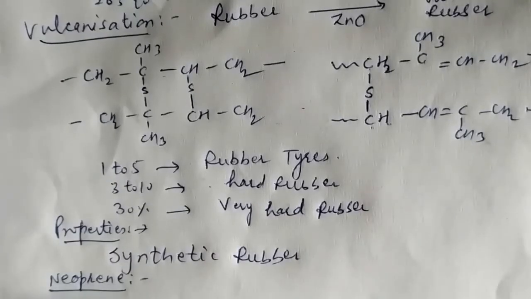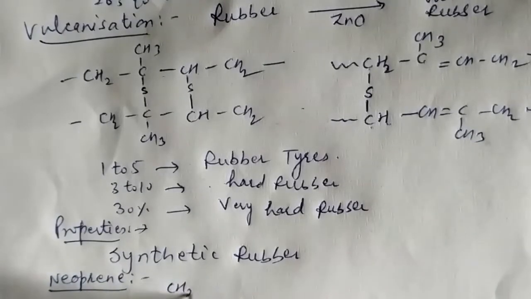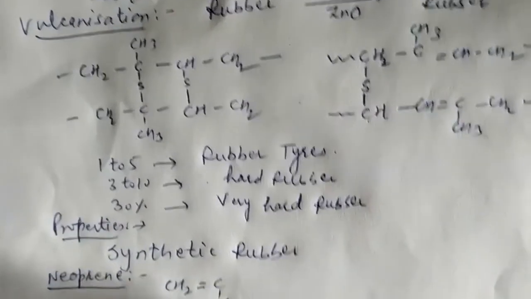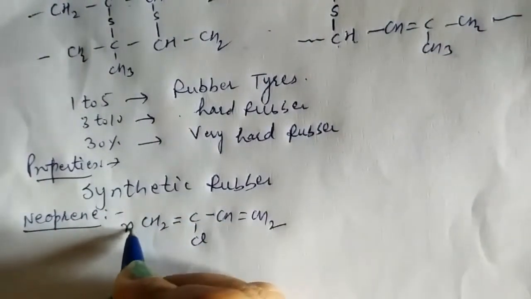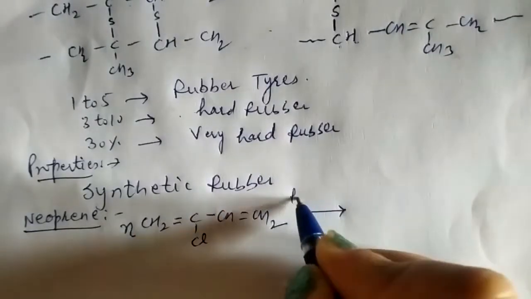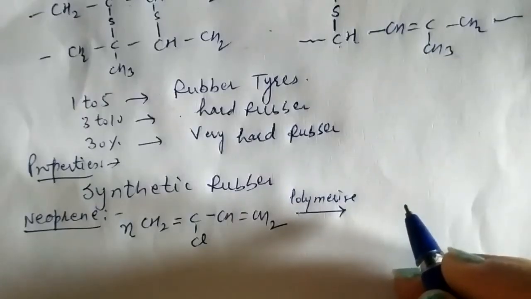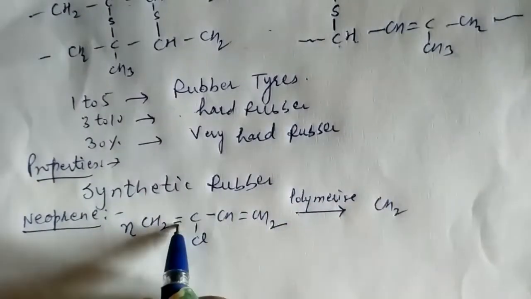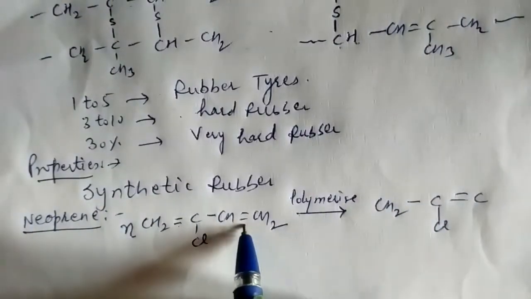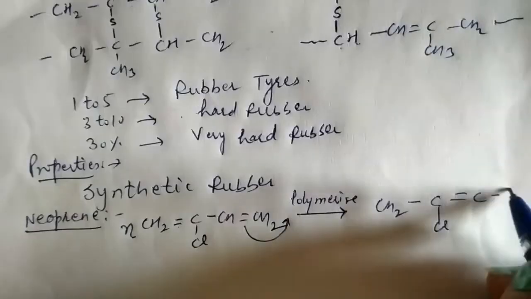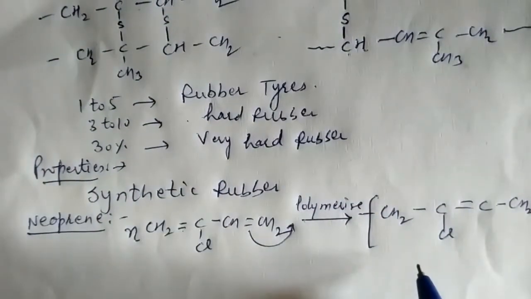What is chloroprene? Chloroprene is 2-chloro-buta-1,3-diene. 2-chloro-buta-1,3-diene is called chloroprene. Such monomers will polymerize to form the neoprene rubber. So this is neoprene. This double bond will be shifted here. As a result, this double bond will be further shifted. So we will get this type of polymer. So this is called neoprene rubber.